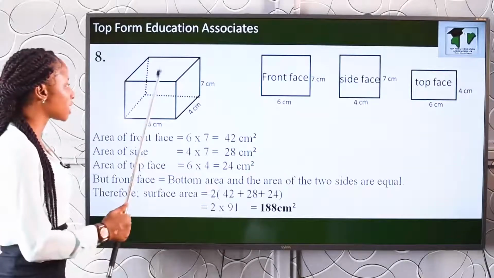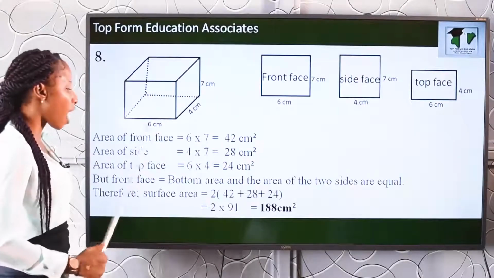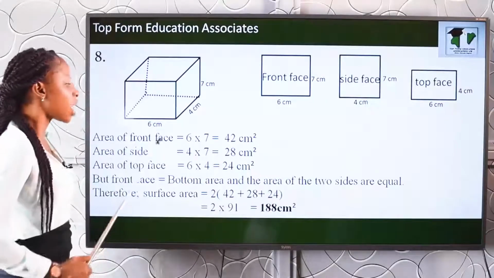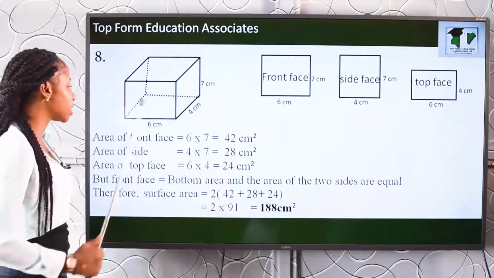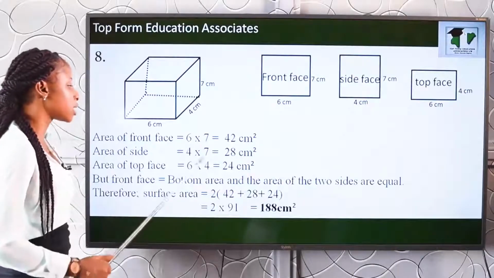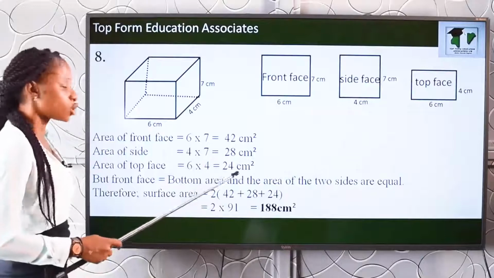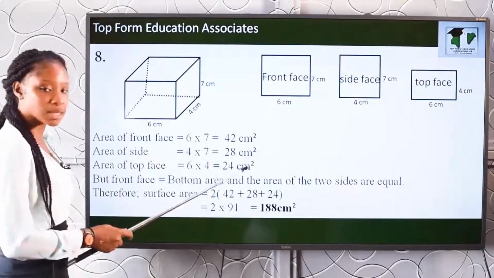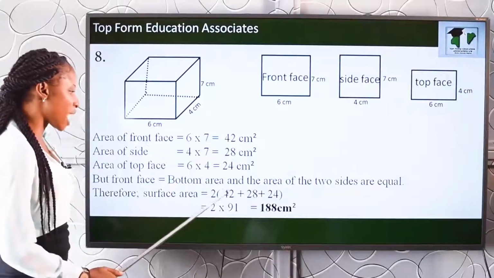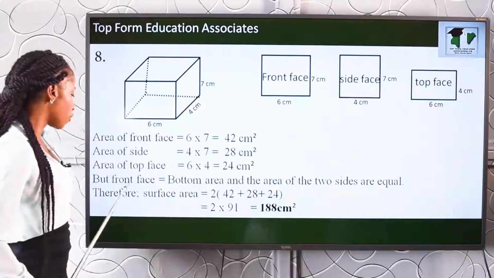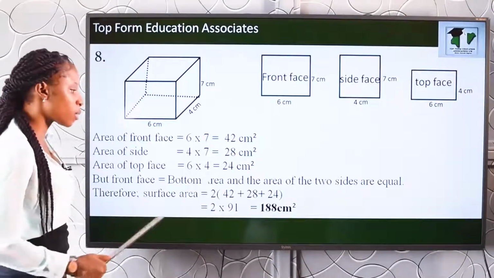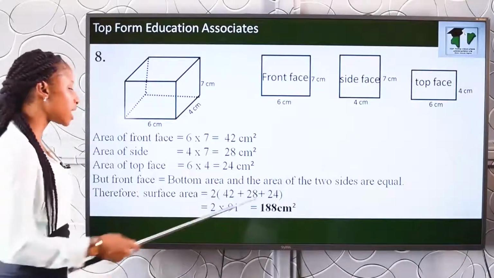Remember that the top face and the bottom face are always equal. They are always the same. The opposite sides are identical. So the top face or the bottom face is 6 times 4, which will give us 24 centimeters square. The front face and the back face are the same, and the sides are equal.